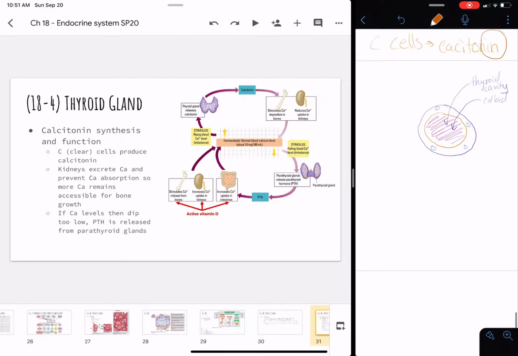So let me write that out. So parathyroid hormone, more calcium in blood, and calcitonin, less calcium in blood, which means it's back into the bones.